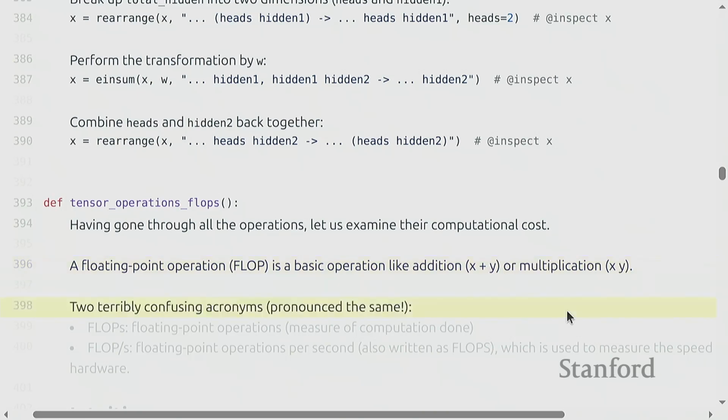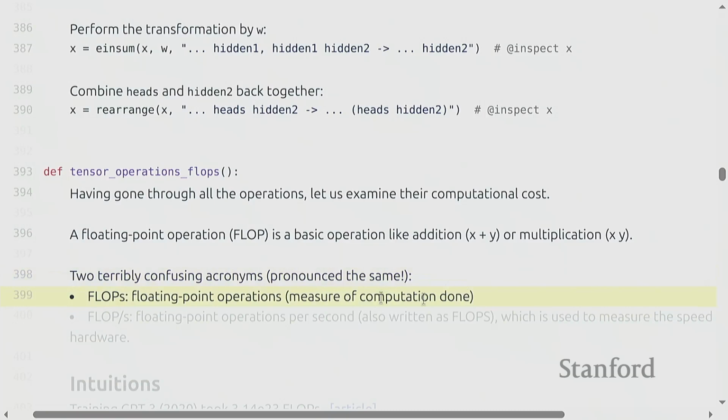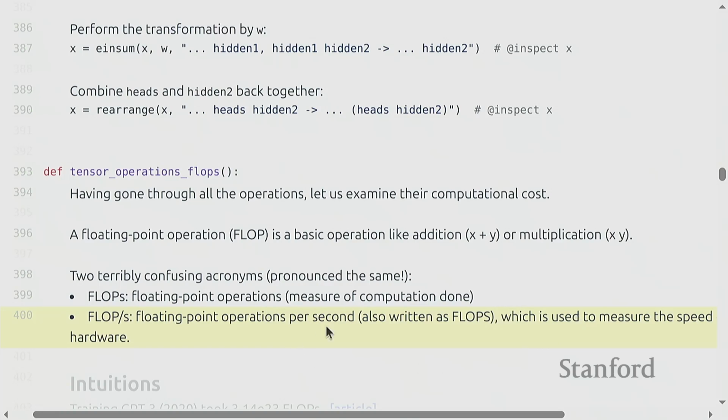One thing that is sort of a pet peeve of mine is that when you say flops, it's actually unclear what you mean. You could mean flops with a lowercase s, which stands for number of floating point operations. This measures the amount of computation that you've done. Or you could mean FLOPS written with an uppercase S, which means floating point operations per second, which is used to measure the speed of hardware. In this class, we're not going to use uppercase S because I find that very confusing, and just write /s to denote floating point per second. Okay.